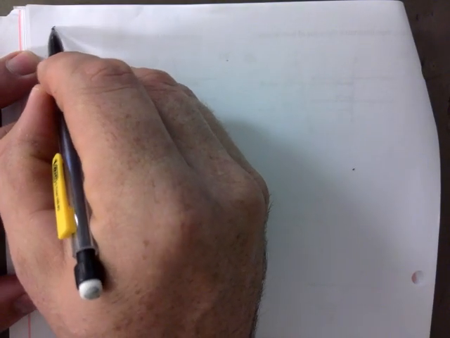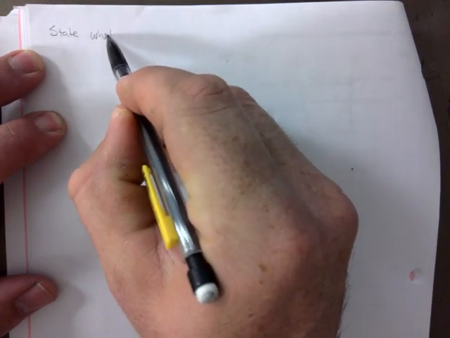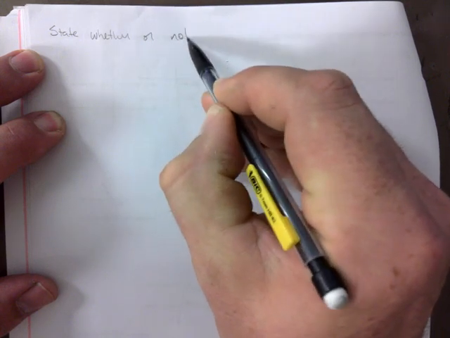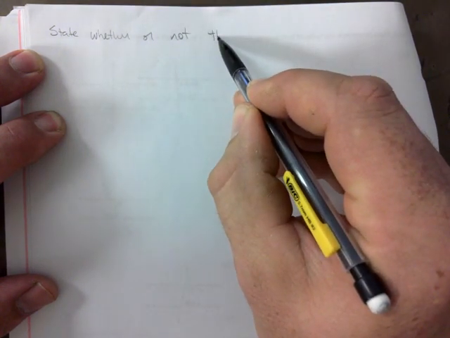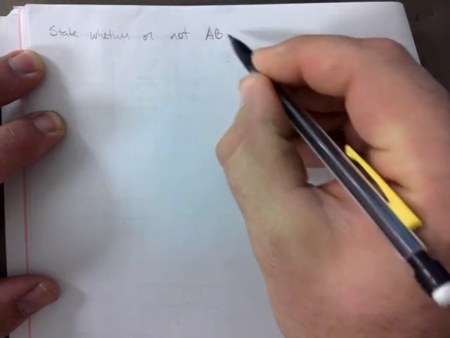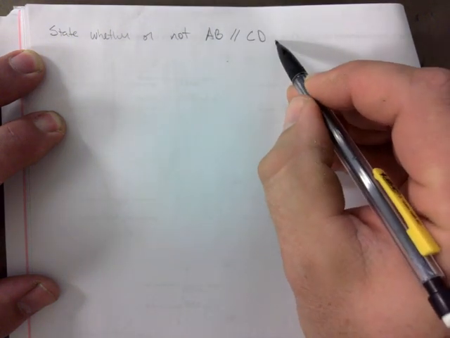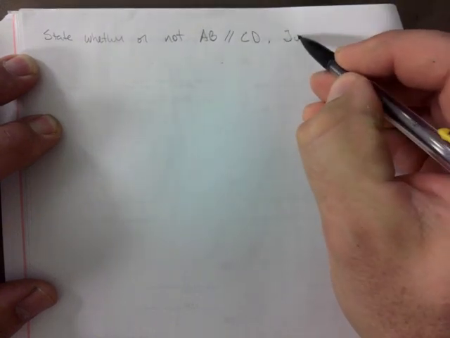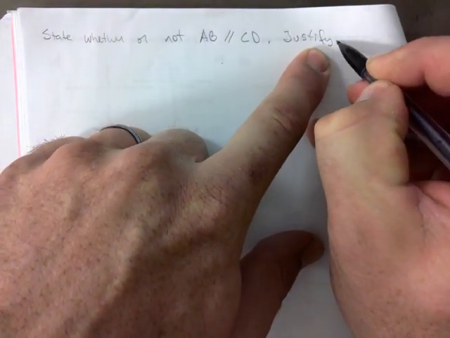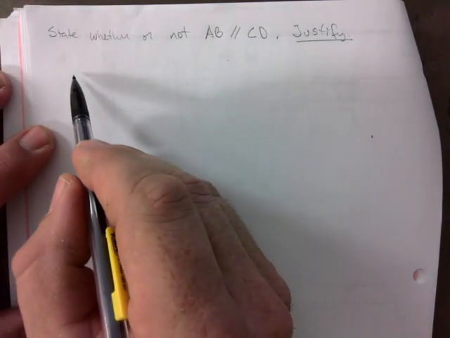I'm going to call this on page 15, all right? State whether or not, I should say, whether or not AB is parallel to CD. And I want you to justify. That's big in this unit, justify. Explain, basically. So let's start here.